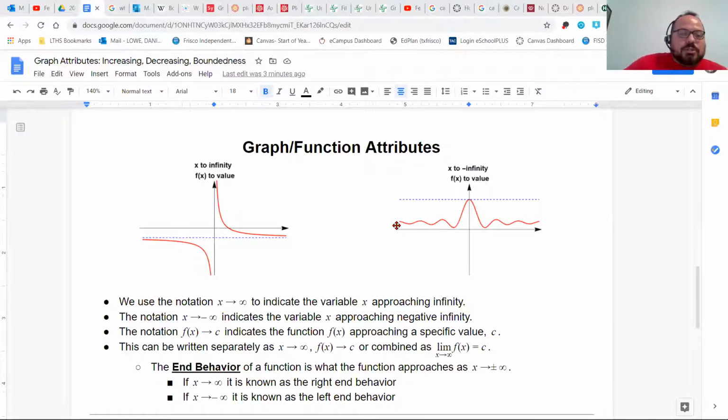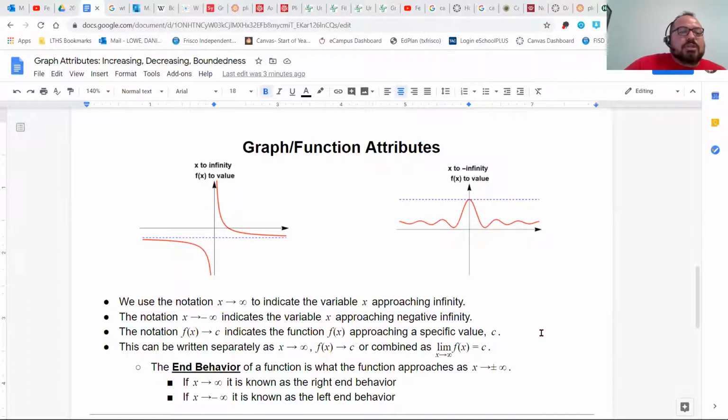We use this notation, x approaching infinity, to indicate the variable x approaching infinity. The notation x with the arrow to negative infinity indicates that the variable x is approaching negative infinity. The notation f of x with the arrow to c indicates the function f of x approaching a specific value c. And these can be written separately as x approaches infinity, f of x approaches c. Or they can be combined into a single notation that you'll see more commonly as you advance in your math courses, and that's the limit as x approaches infinity of f of x is equal to c.